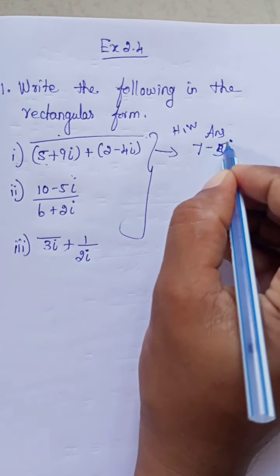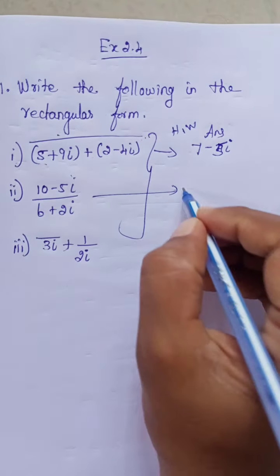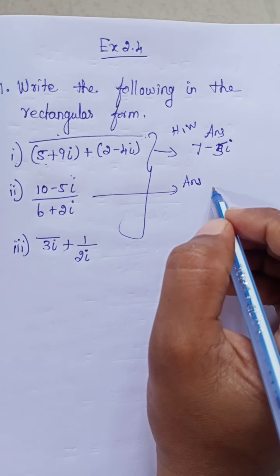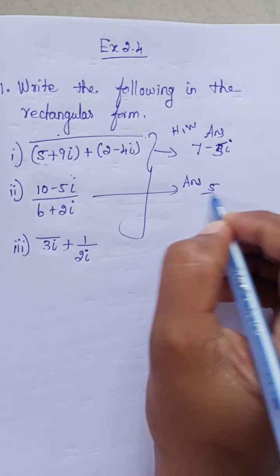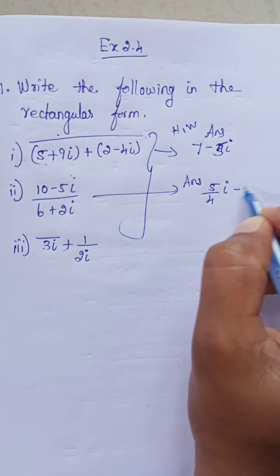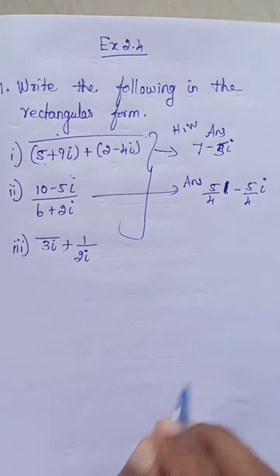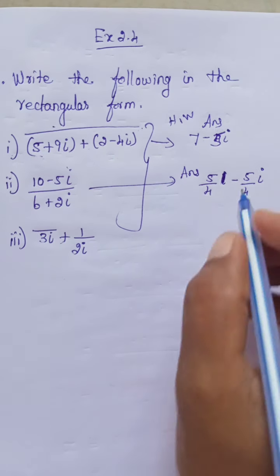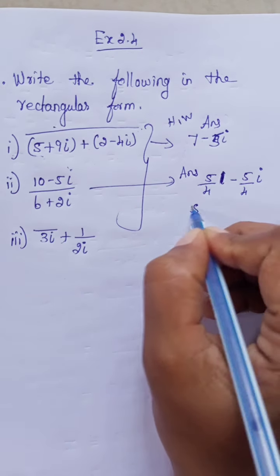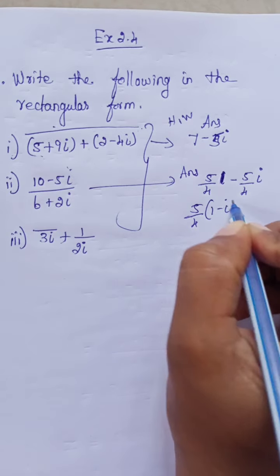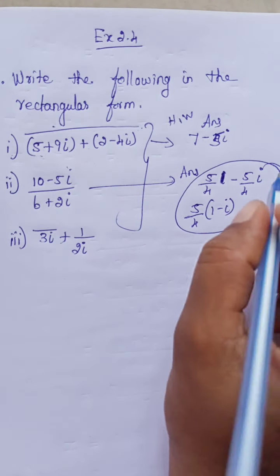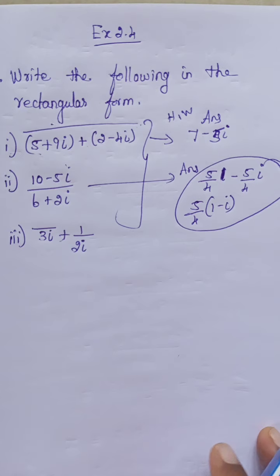Sorry, 5i. And for the other the answer is 5 by 4 minus 5 by 4 i. Or even you can take it as common, 5 by 4 into (1 - i). Is that clear? These 2 you have to do as homework.